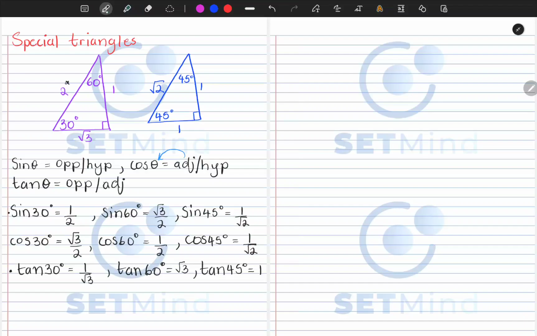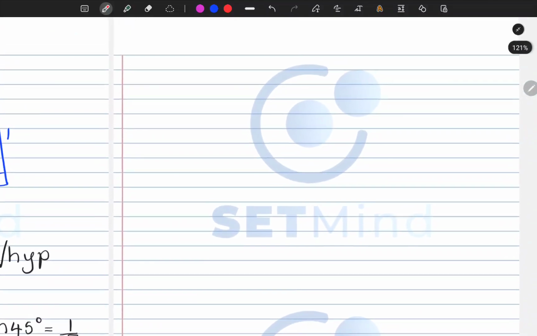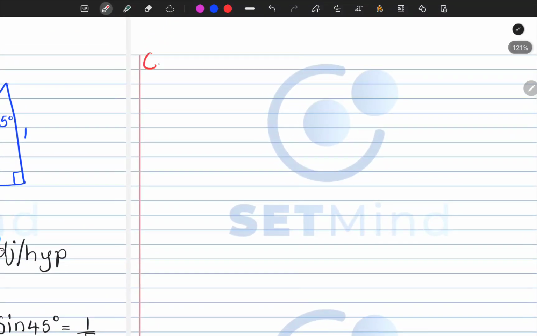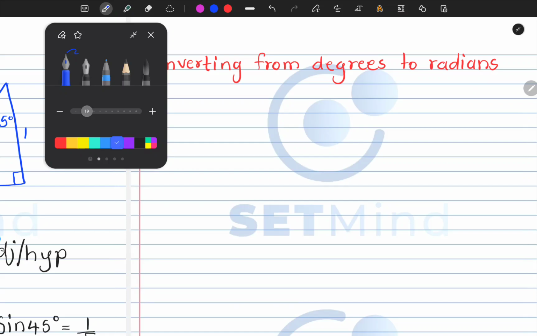And then the next thing which I want us to focus on is converting from radians to degrees or from degrees to radians. So let's make a note of that. Converting from radians to degrees or from degrees to radians. So let's start by looking at converting from degrees to radians.